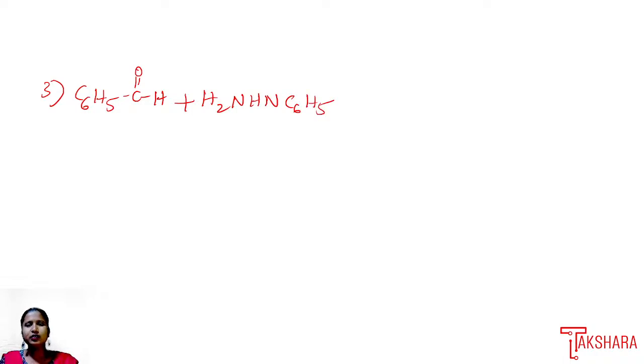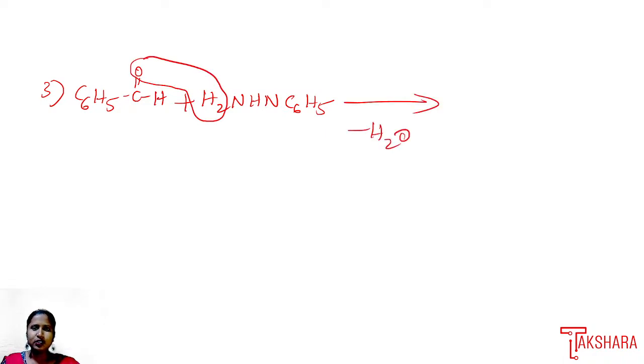Yes, let's take the next example. Third example, we will consider benzaldehyde. Third example is C6H5 C double bond O H. When it is treated with NH2 NH C6H5, which is phenyl hydrazine, a water molecule is again going to be removed. So we will get the product. This is benzaldehyde.